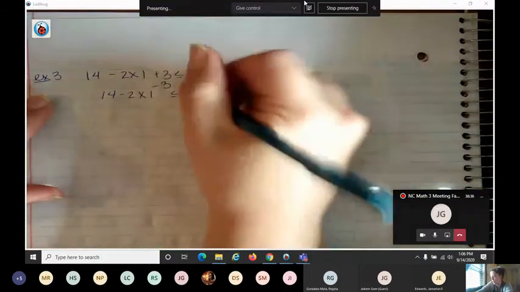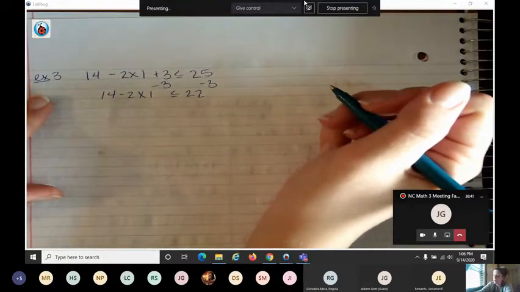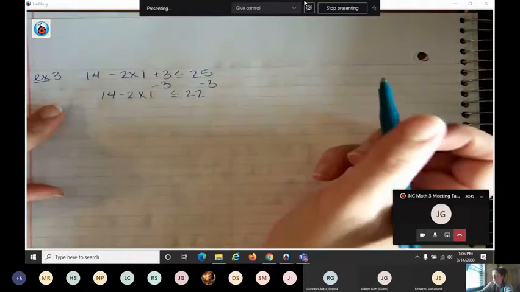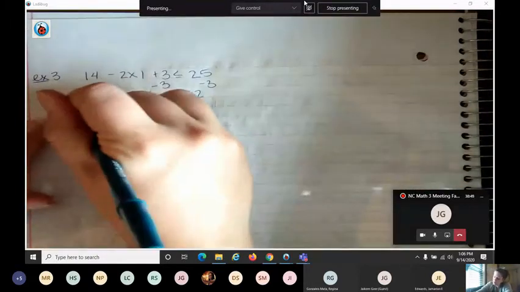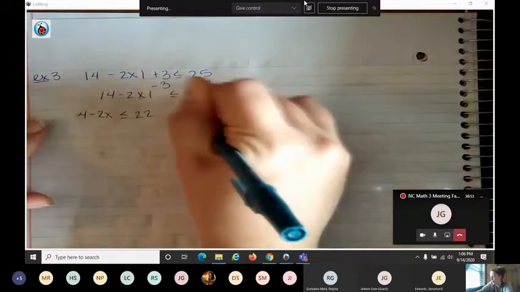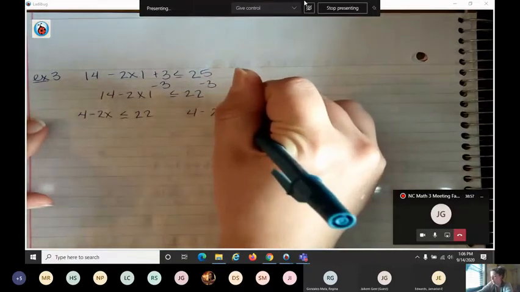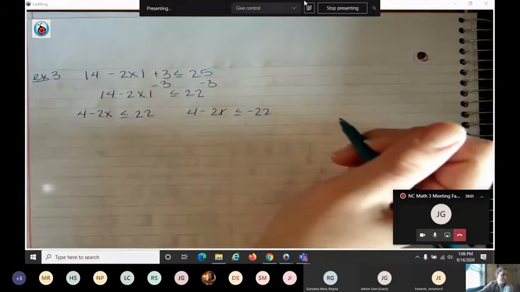25 minus 3 should be 22. Okay, and then I want to split it into my two pieces depending on what this is. So I'm going to have that 4 minus 2x is less than or equal to 22, and that 4 minus 2x, oops, is less than or equal to negative.